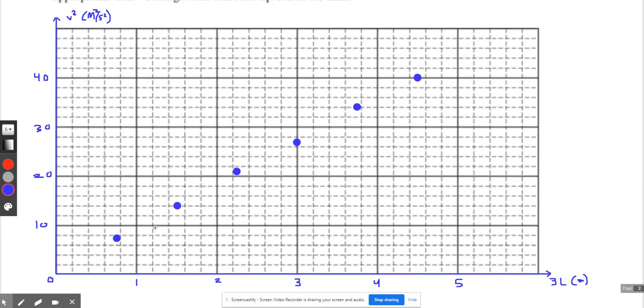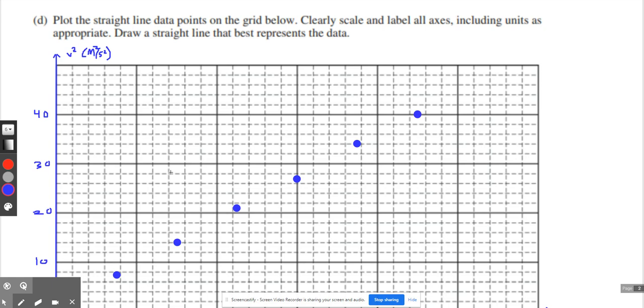Okay, so I went through here, and for each combination, I plotted it roughly on here, and it's looking nice and linear to me, so we're off to a great start. And once again, I'm not trying to be overly accurate, I'm just roughly getting these points on here. So we're down to part D: plot the straight line data points on the grid below, clearly scale and label each axis, including the units as appropriate, draw a straight line that best represents the data.